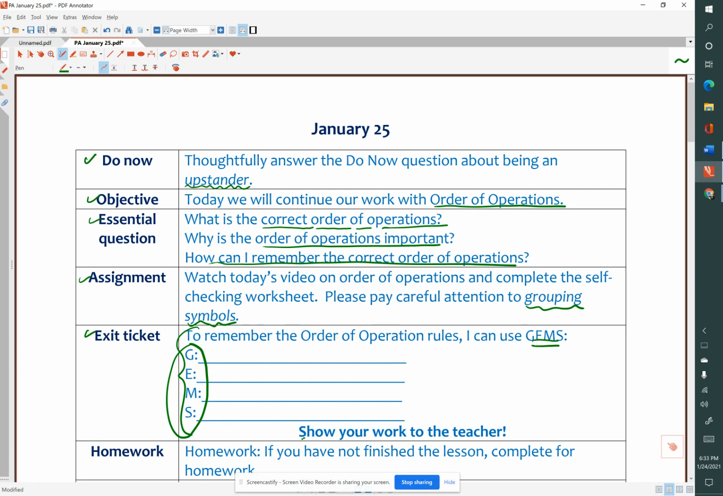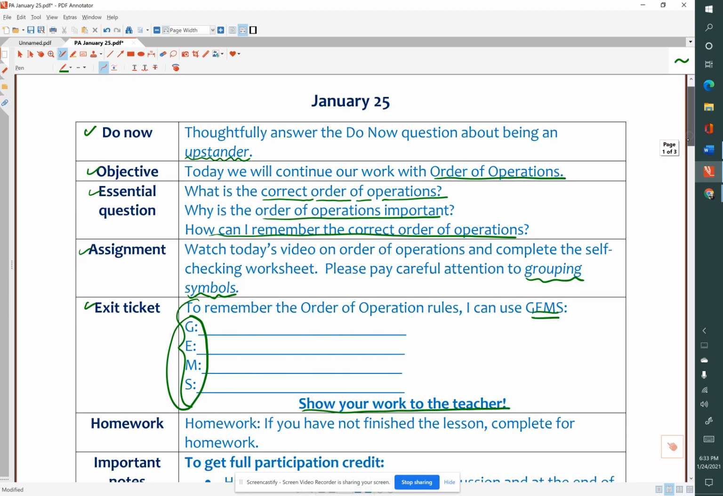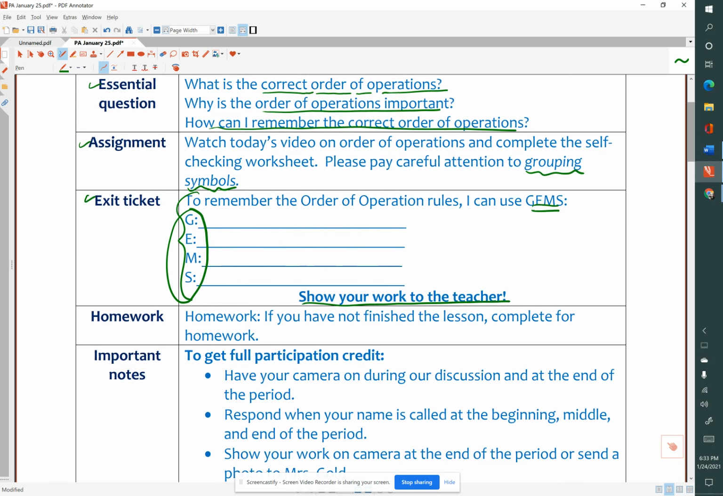And remember, you need to show me your work at the end of the period. Even if it's not done, I still want to see it. That really helps me teach you. And if you have a problem showing it, you can send me a picture, but it's got to be at the end of the period. So make sure you do that. And the only homework you would have is if you have not finished the lesson, complete it for homework.